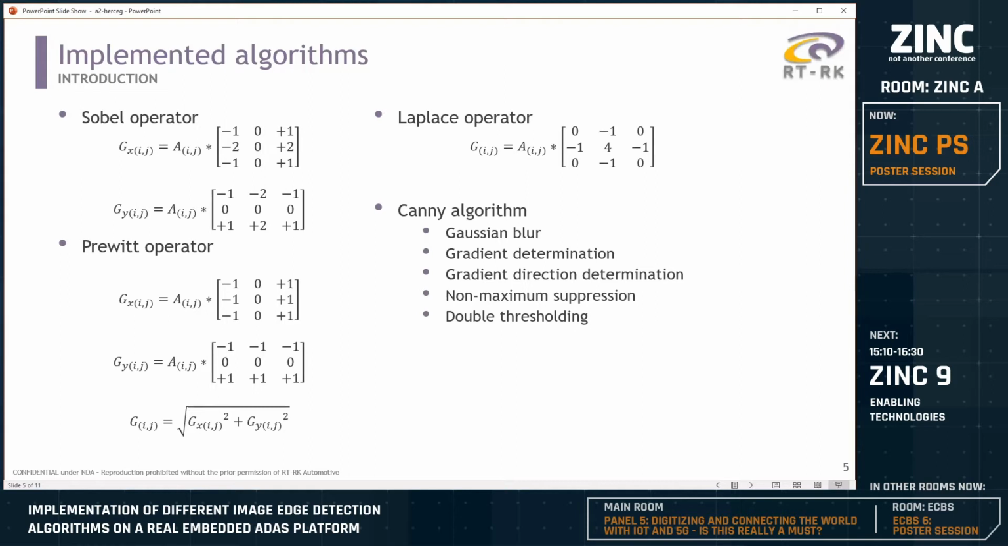The problem with these methods is that their output images are gradiental, and they have many lower and higher pixel values, which can make it difficult to tell which edges are usable. And that is solved with the Canny algorithm, which uses Gaussian blur, gradient determination, gradient direction determination, and non-maximum suppression and double thresholding in order to find true edges, and it results in a binary image where a certain pixel can either be an edge or not an edge.